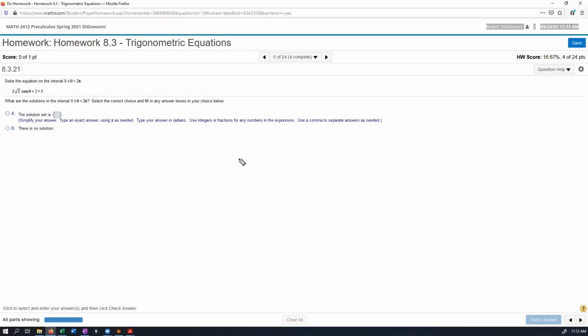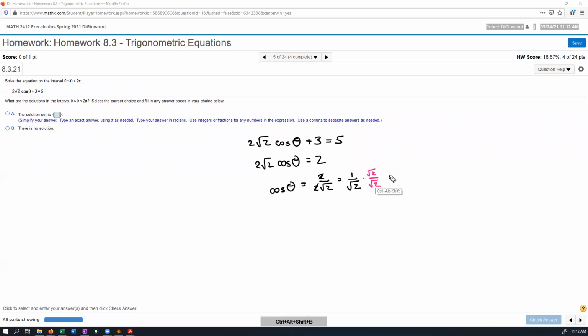All right, next one. Solve this one. 2 square root of 2 cosine of theta plus 3 equals 5. Okay, it's looking linear, so I'm going to just subtract 3 on both sides, and then I'm going to divide both sides by 2 root 2, and then the 2's cancel, and I get 1 over root 2. And that doesn't look like one of our common numbers, but if I rationalize, if I multiply top and bottom by root 2, then I will get root 2 over root 2 times root 2 is 2.